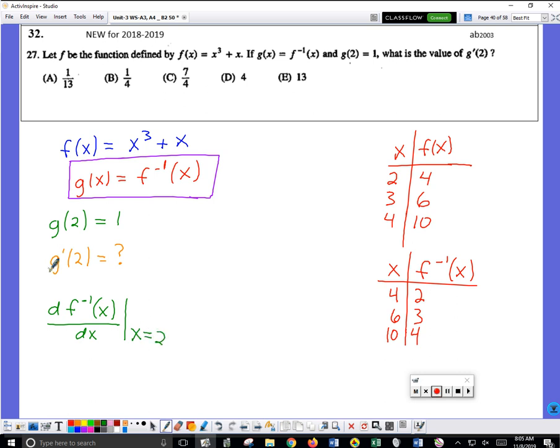Because they're saying find g prime of 2, but g prime would be the derivative of g. But g is the same thing as f inverse. So they want you to find the derivative of f inverse when x is 2. Wave at me if you need me to talk more about what they're asking for. So are you comfortable that they asked for this? So then I just pieced together all the other clues they're giving me.